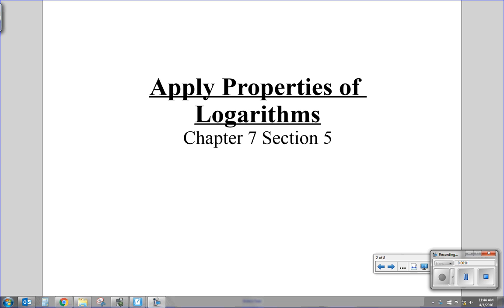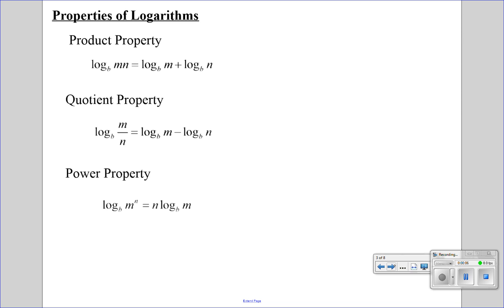Today we're going to talk about the properties of logarithms. So just like exponents, logarithms have properties. There's the product property, which says if we have log base b of two numbers multiplied together, this simplifies into the addition of two separate logs of those numbers. So log base b of m times n becomes log base b of m plus log base b of n.